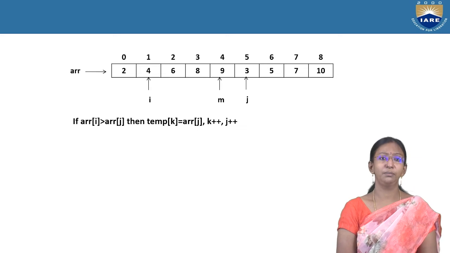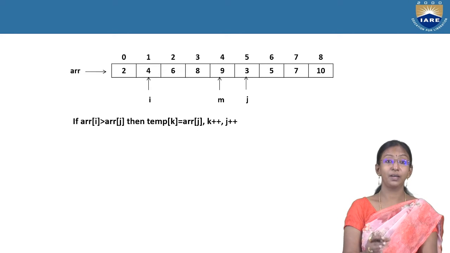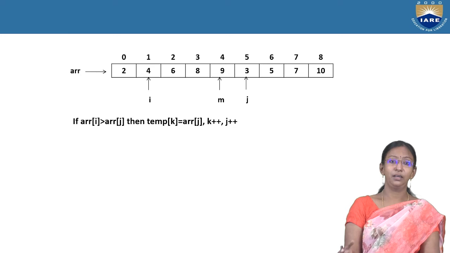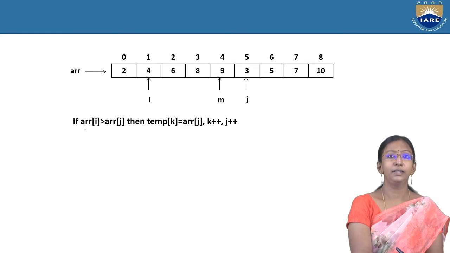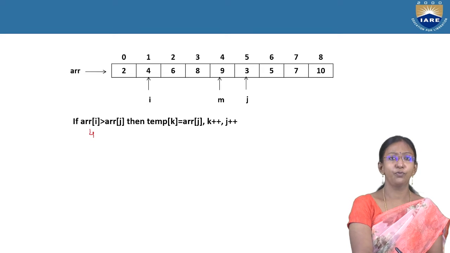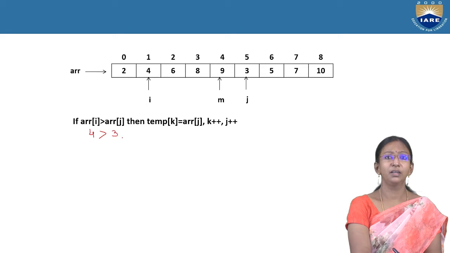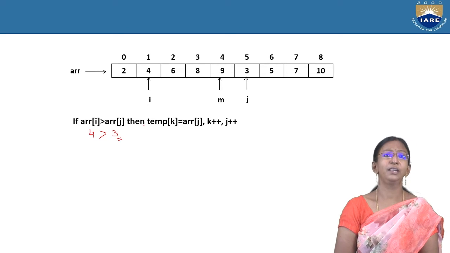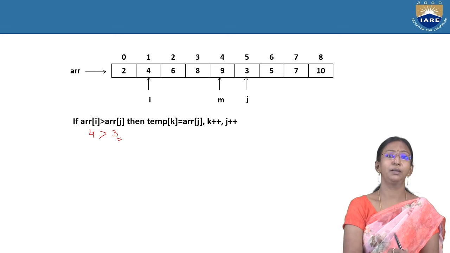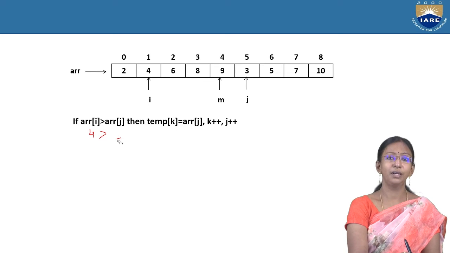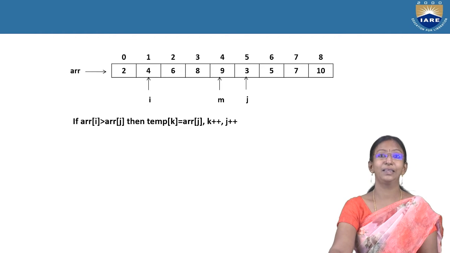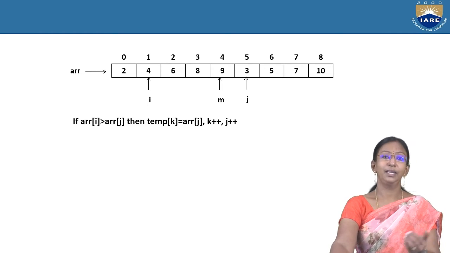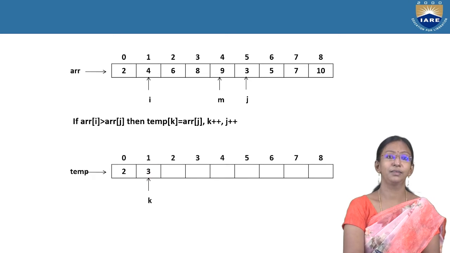Let's compare which element is lower, because I want an ascending order list as my final list. The element pointed by i is 4, whereas pointed by j is 3. That means the element pointed by j is lesser compared to the element pointed by i. So this time j has won the battle. So the right side list has won the battle. So bring that element to my temporary list.